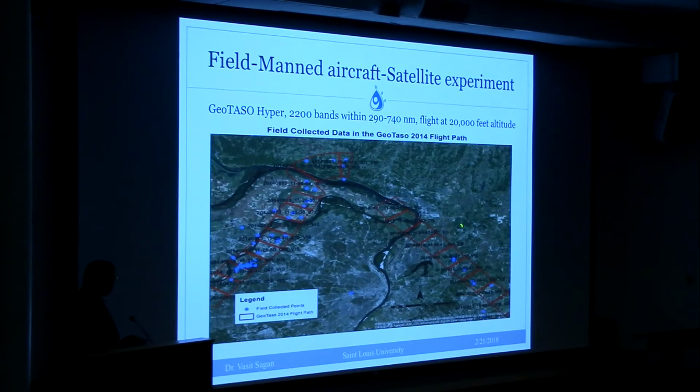This is actually an experiment we have done in St. Louis, Missouri, St. Louis City, somewhere here. And those are the footprint of that airborne imagery. Those blue dots are where we set up targets and did field collection. And this was on NASA's Geotazo system, and that collects data from 290 to 740 at about 0.6 nanometer spectral resolution.